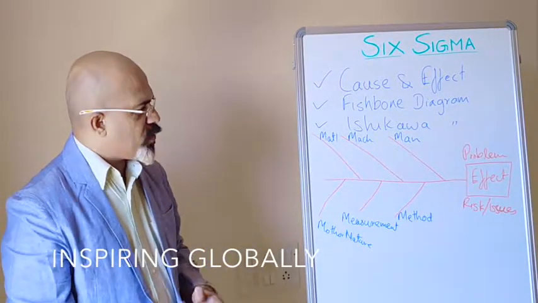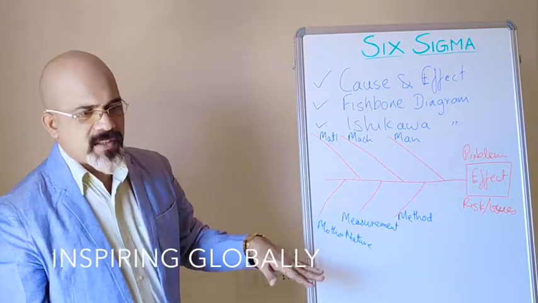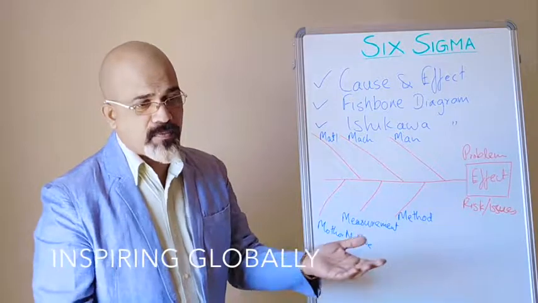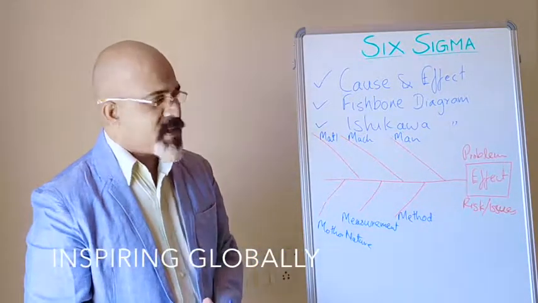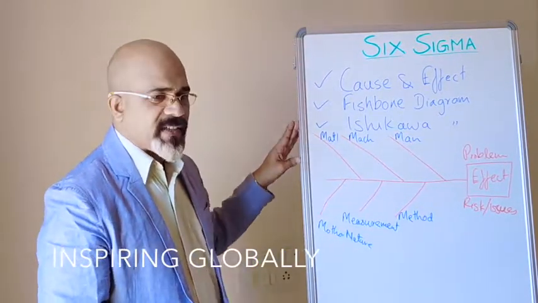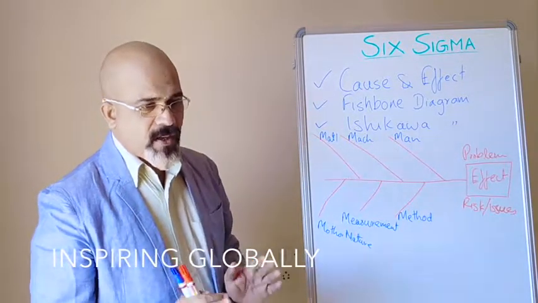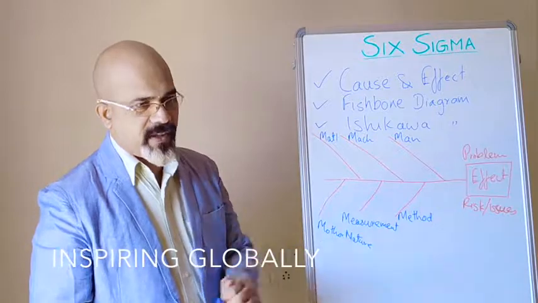It's up to you whether you want to put this 5M or 6M, or you want to create your own branches, your own bones. It's up to you, right? So this is called cause and effect diagram. You can use this to find out what could be the potential causes of a particular effect, right?